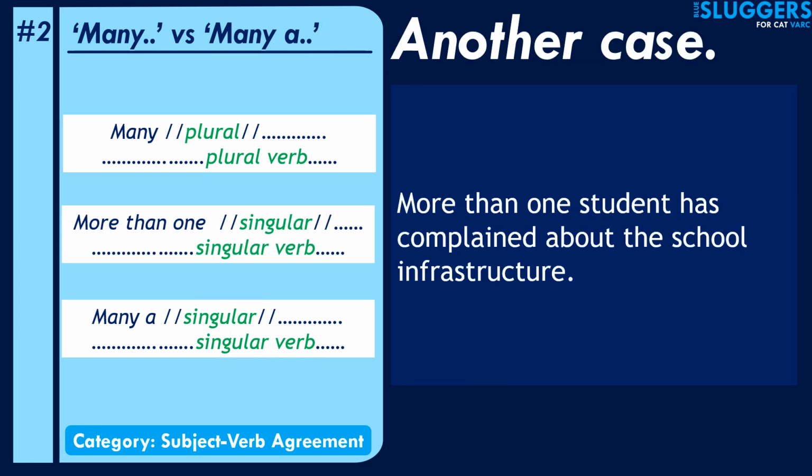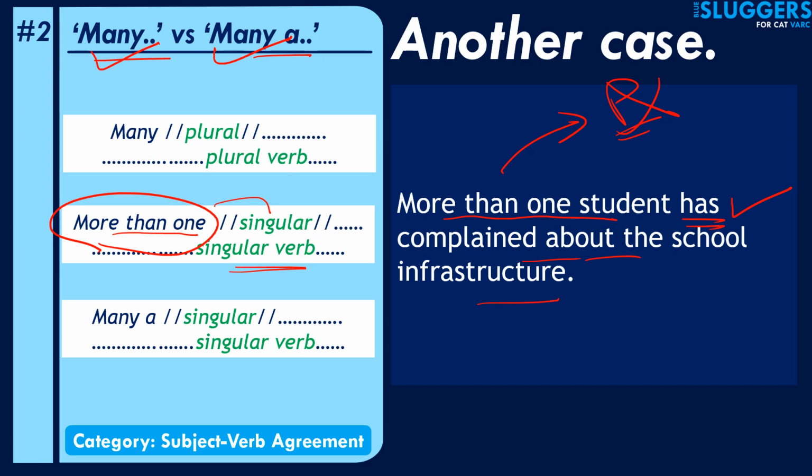Here's one more case, by the way. Apart from many and many a, there's one more case that we should consider. There are often sentences that start with more than one of something, and then you're supposed to figure out what the verb should be. It might seem that more than one something should be a plural subject, but that's not the case. This sounds a little odd, but it's considered to be a singular subject. More than one student has complained about the school infrastructure. It cannot be have. So has will be correct here. So in this session we have learned about the usage of many, many a, and more than one.